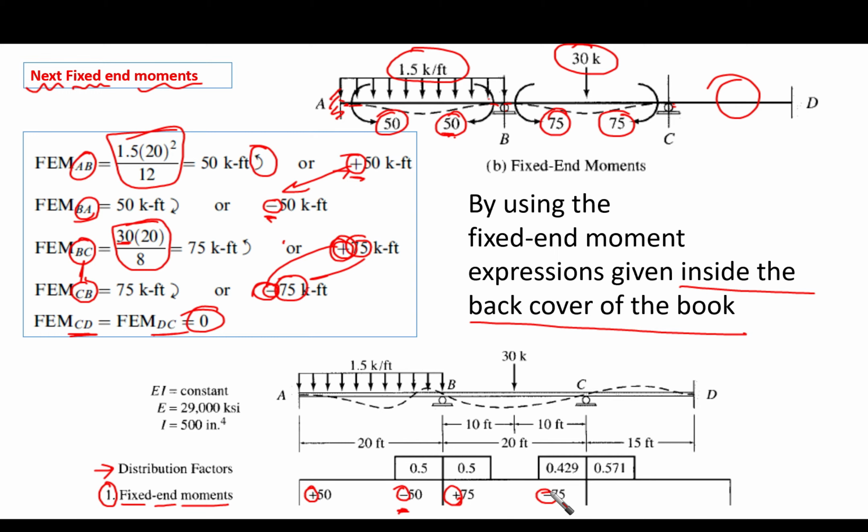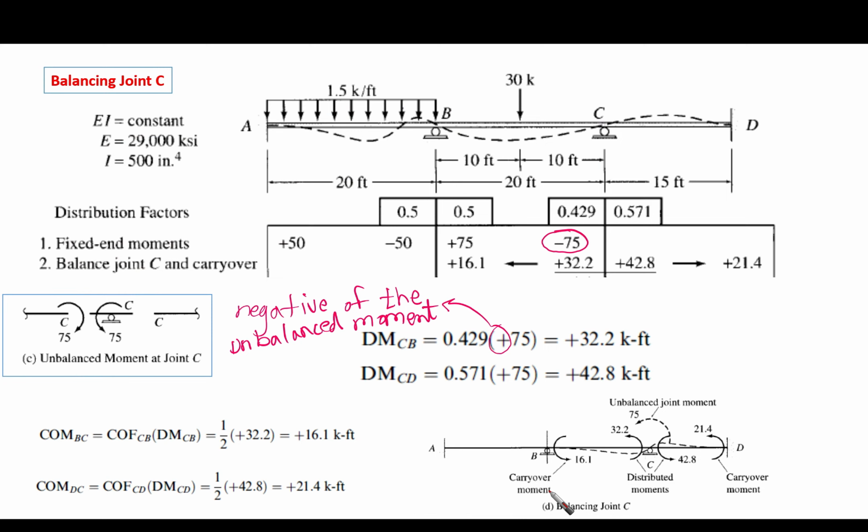Now, let's go to the next step. We are going to choose any joint from these two joints, and we are going to do what we call balancing of joint C, for example. We are going to start with this point. What is the meaning of balancing here?